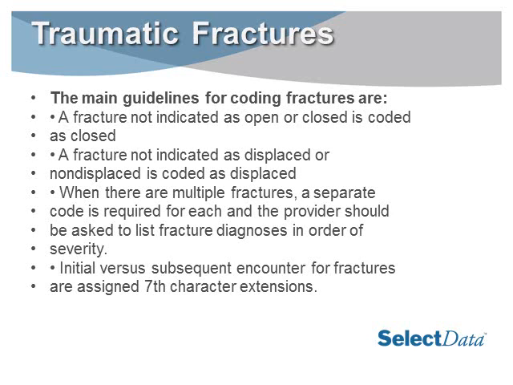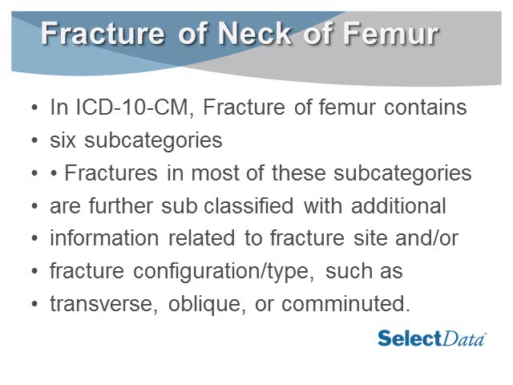Each has their own extensions, and obviously, if you have an open fracture, it's highly unusual, but if you do, you need to make that clear in your documentation because the coding is different. If you have a patient who has a fracture of the neck of femur, which we see very often in home health, there are 6 subcategories for fractures of femur. Fractures in most of these subcategories are further subclassified with additional information, as to fracture site and/or fracture configuration and type, and whether it's transverse, oblique, or comminuted.